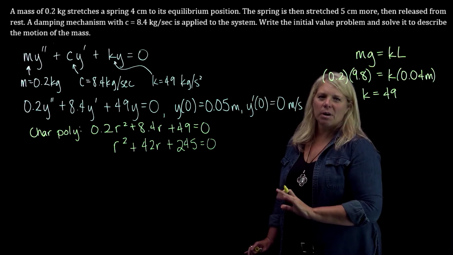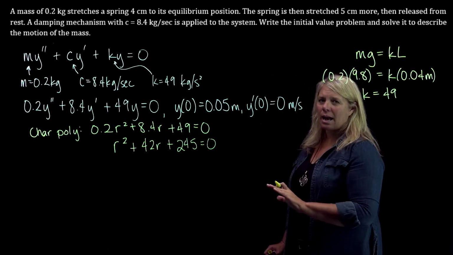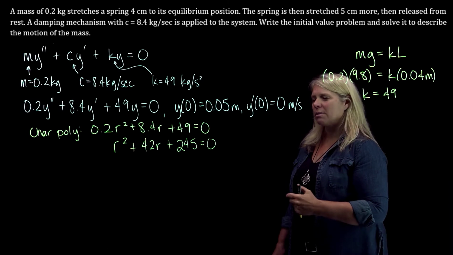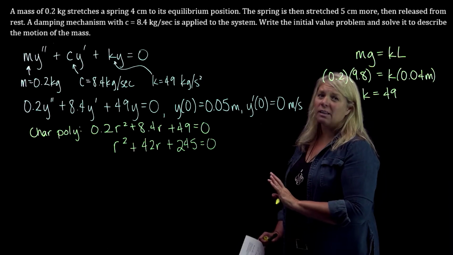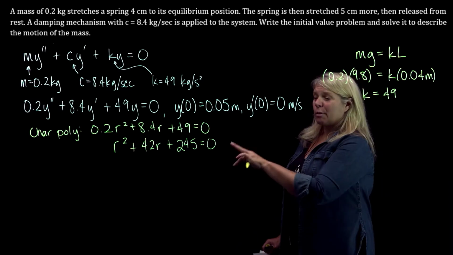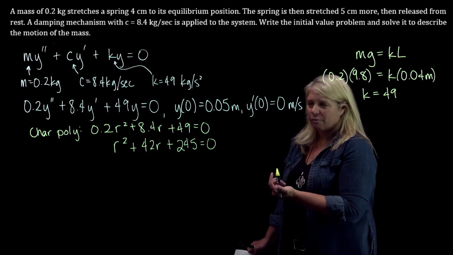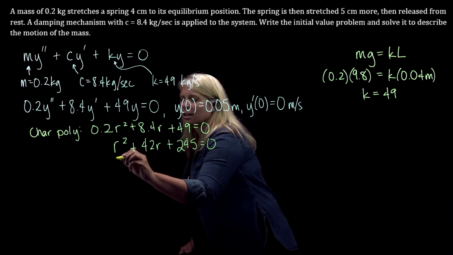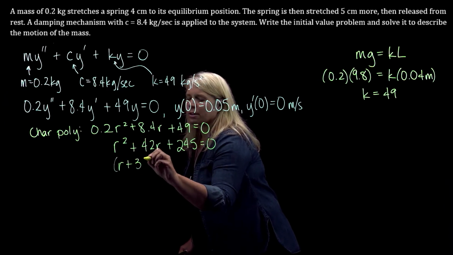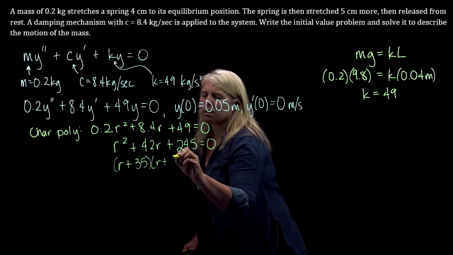And I finagled this problem a little bit to make the constants nice in terms of real physics problems. Often the numbers come out a little uglier than they're going to here. This one happens to factor. In general, that's probably not going to happen, and you're going to have to use quadratic formula. But this one does factor into r plus 35 and r plus 7.